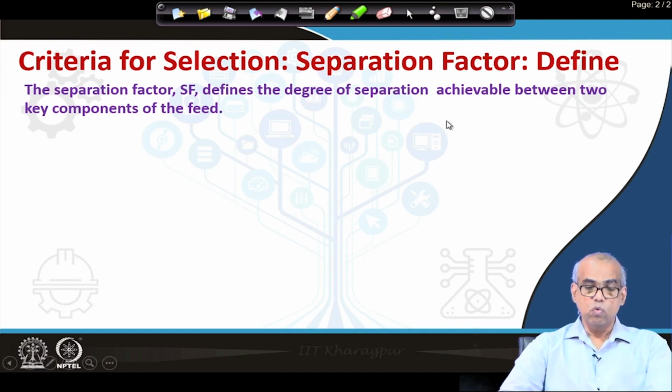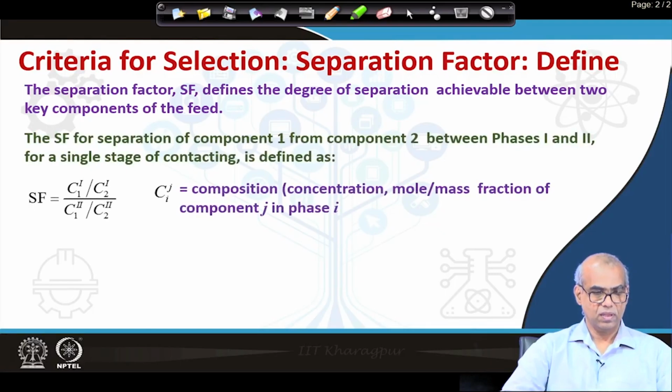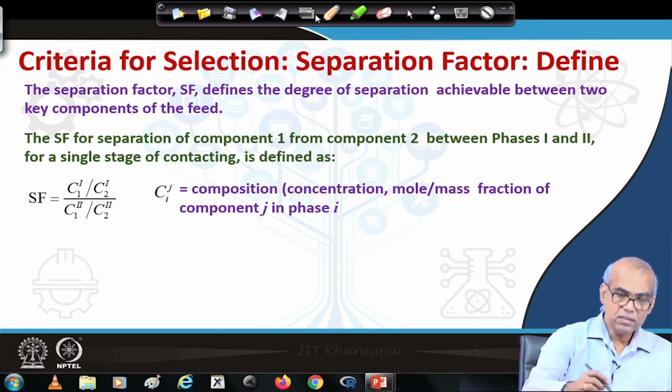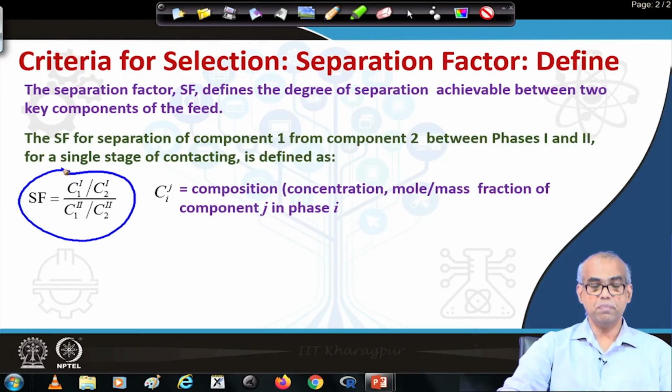Now, we will define a separation factor which will guide us for selection of separation method. The separation factor defines the degree of separation that can be achieved between two key components of the feed. The separation factor for separation of component 1 from component 2 between phase 1 and phase 2 for a single stage contacting is defined as shown. Note that the separation factor has been defined as a ratio of two ratios.